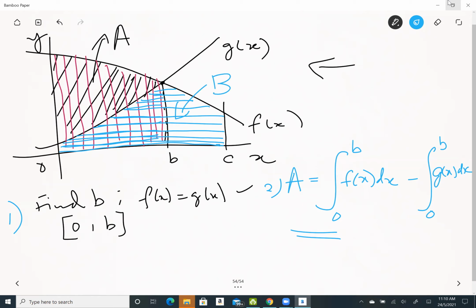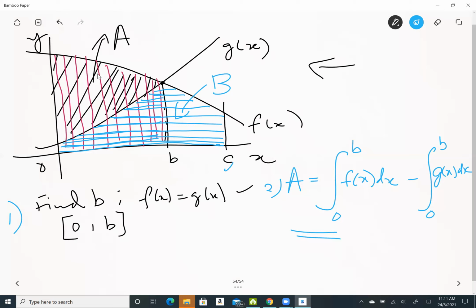Look at the graph and see what are the functions involved, what do we need to do, and what are the intervals. Anybody? Find interval C first. This is the point C. How do you find the interval C? You have to find the point C. Point C is given, so C is already known.